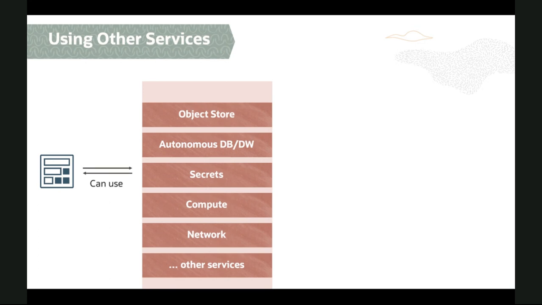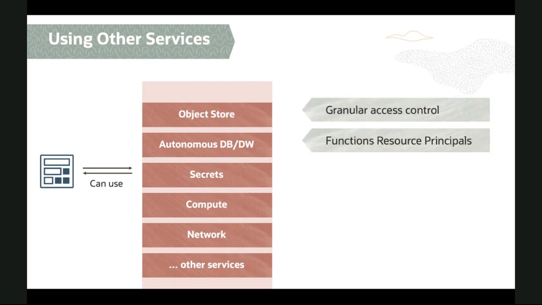Using other services from functions. A function can use other services in OCI like object storage, secrets, compute, network, and several others, or it can access services on the public internet. Function supports fine-grained access control. You can use functions resource principals to control what your functions can access.